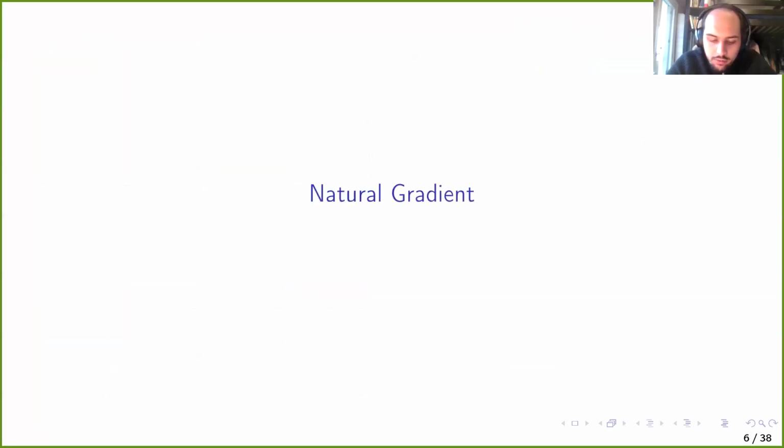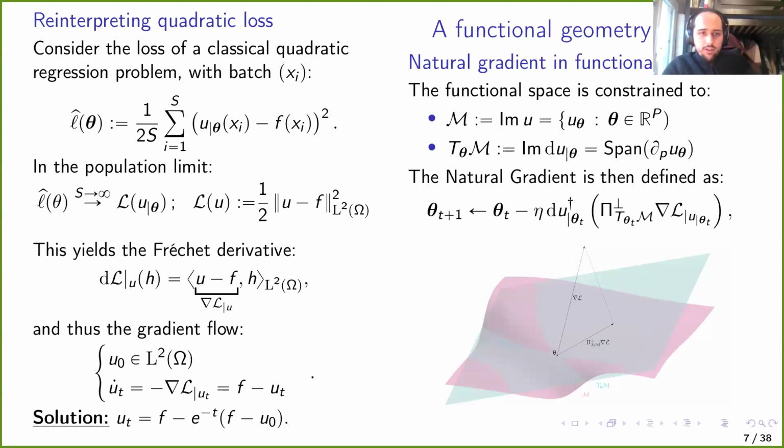Okay, so one of the ideas to remedy this problem is natural gradient. So what is natural gradient? First we will investigate it in a simple L2 regression context, and we will see later how to extend it to PINNs. You have the classical MSE loss of neural networks, and in the limit where you have an infinite number of samples, you recover this L2 loss, which is simply the integral of the square between u and the target f.